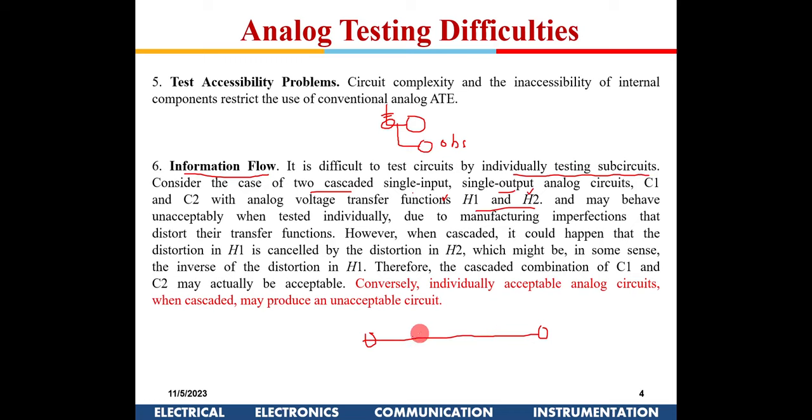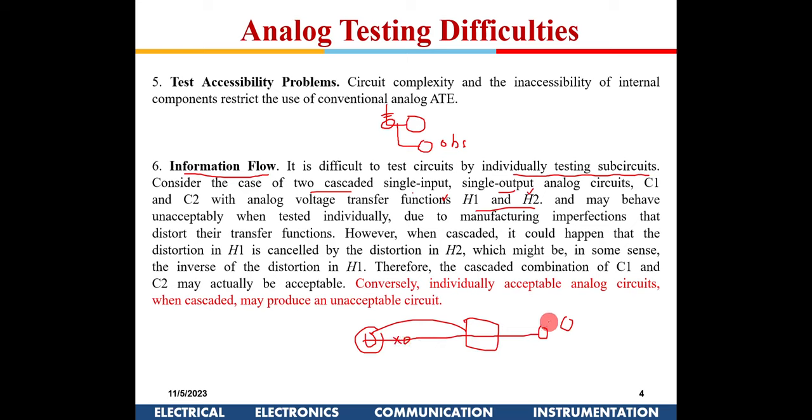We don't know how that fault, when it goes into the next analog block, gets resolved in the next block also, right? Or it could get amplified also. So the way we want this fault to get reflected at the output may not happen when it is passing through different blocks, whereas in digital circuits, if it's stuck at zero, it is a zero.